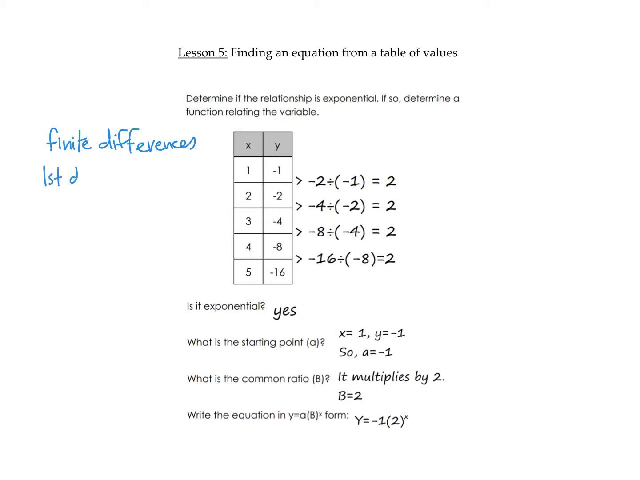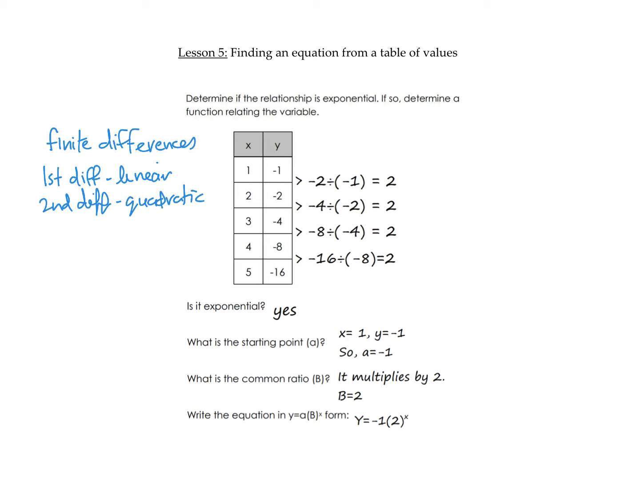So if the first differences were the same, then we knew it was linear. And if the second differences were the same, which you did in grade 10, you knew it was a quadratic function. If we have a table of values and the division of the y values gives us a common value, then that determines whether it is exponential.